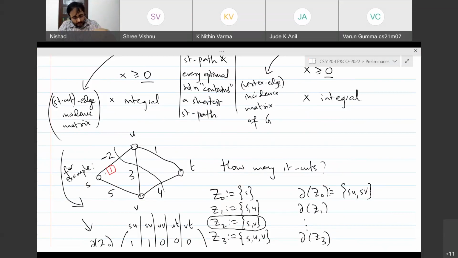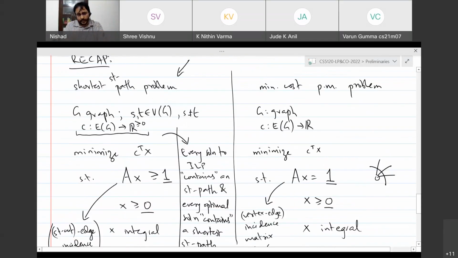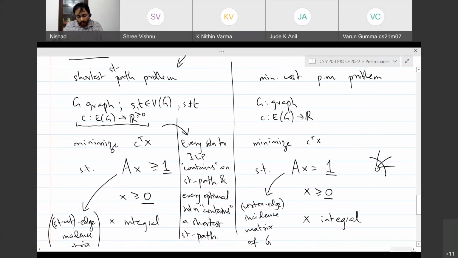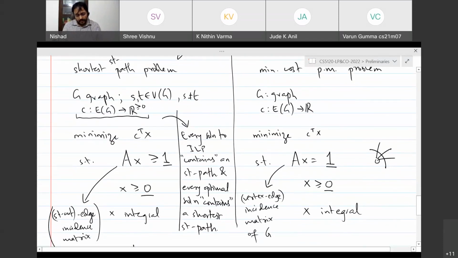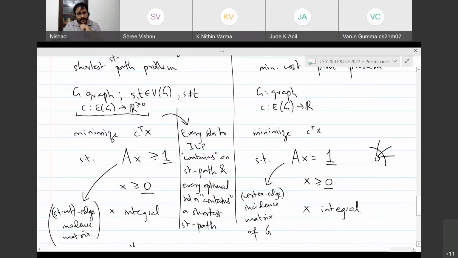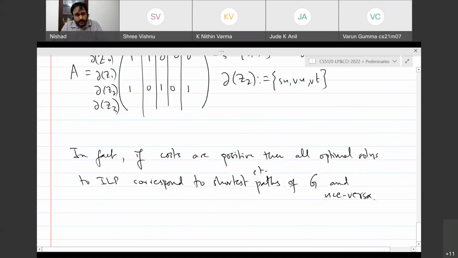So that is one reason to not allow negative costs. And in general, the primal-dual algorithms that you're going to see, they don't work with negative cost edges. But anyways, even in the ILP formulation case, you see that there is a problem. This particular ILP formulation does not work for negative cost edges. Okay. Good. All right. So are there any questions or concerns regarding anything we've discussed so far?